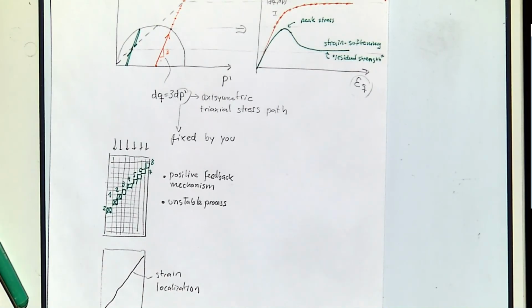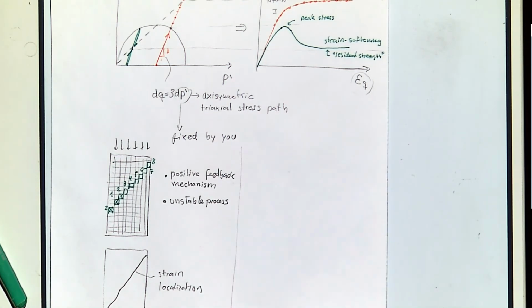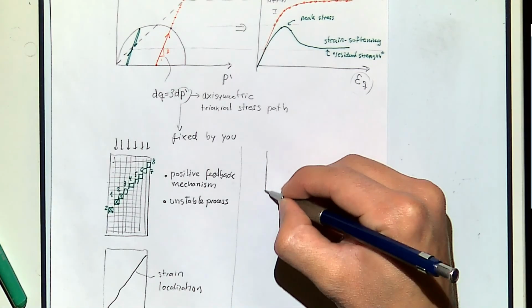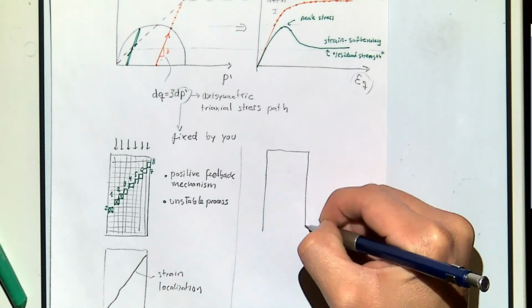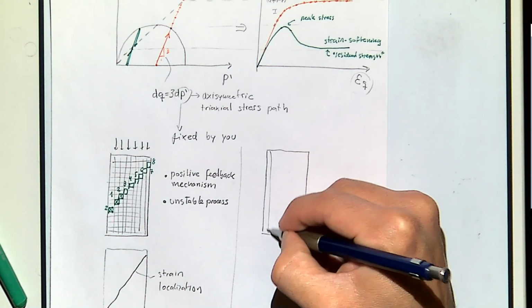Let's see what happens now with the other case, with strain hardening. Let's make the same grid blocks.